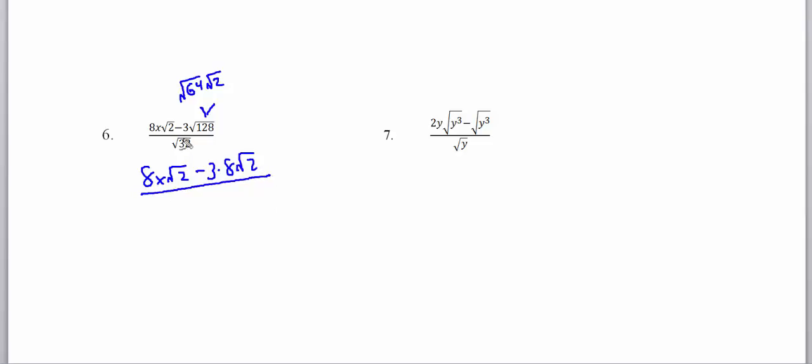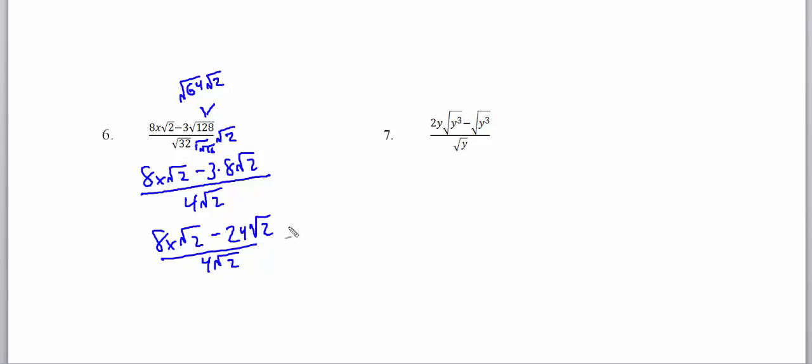All divided by square root of 32, which I can break down into the square root of 16 and the square root of 2. So instead of the square root of 16, the square root of 2 in the denominator becomes 4 square roots of 2 in the denominator. So my numerator now is 8x square roots of 2 minus 3 times 8, 24 square roots of 2, divided by 4 square roots of 2.